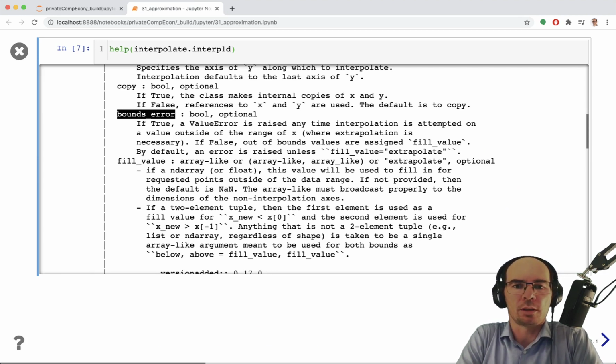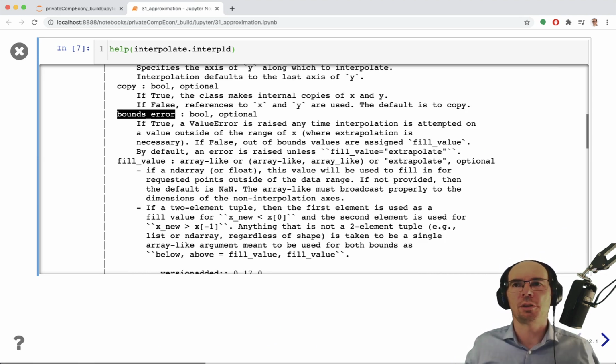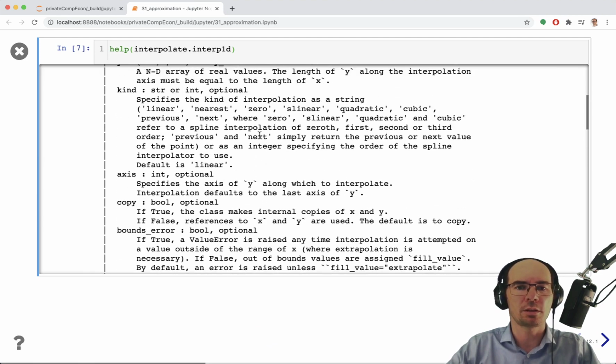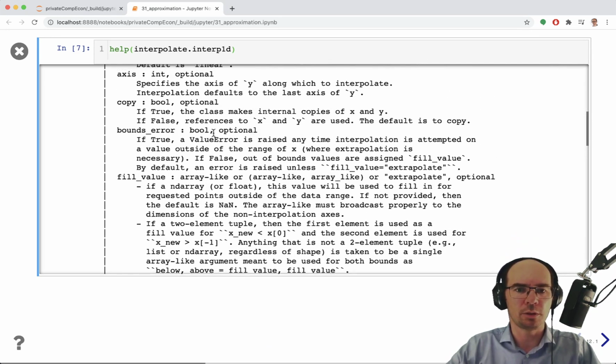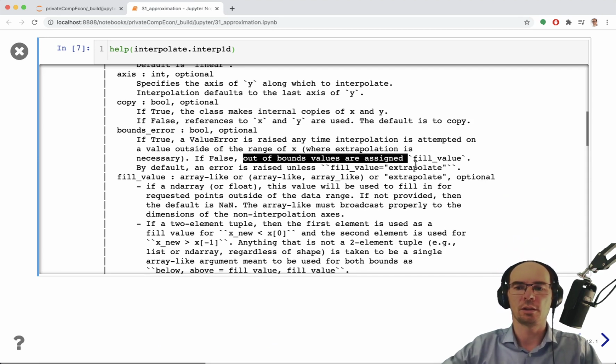Okay, we will see that extrapolation is really where loss of accuracy is possible, and therefore you have to be very conscious of the fact that you are extrapolating. Thus this routine in SciPy by default will raise the error, and only if false, then the out of bounds values are assigned to something else.